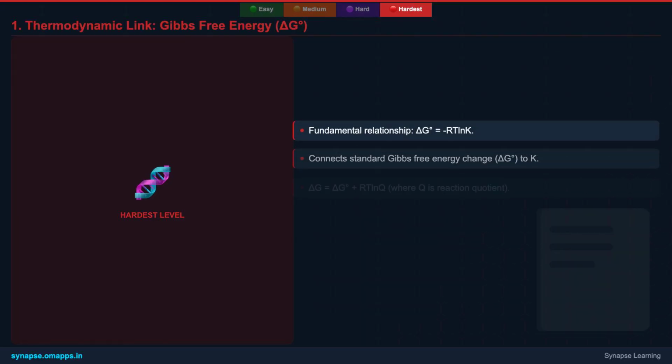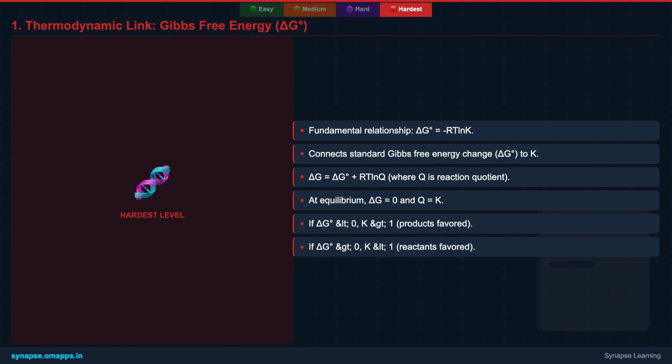The equilibrium constant isn't just an empirical ratio, it has a deep thermodynamic basis. It's directly linked to the standard Gibbs free energy change, delta G degree, through the equation delta G degree is equal to -RT ln K. This fundamental relationship tells us that a negative delta G degree corresponds to K greater than 1, favoring products, while a positive delta G degree means K is less than 1, favoring reactants. This connection allows us to predict the spontaneity and extent of a reaction from thermodynamic data.